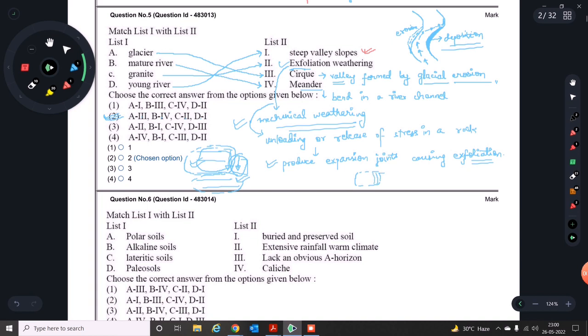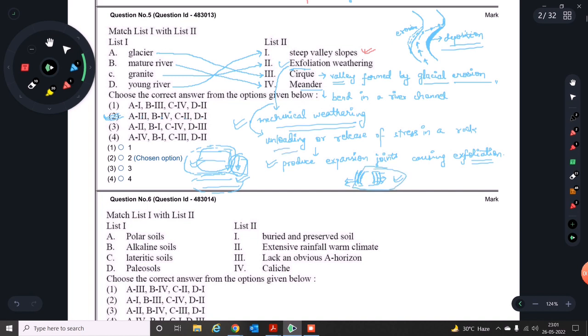What we do is peel off this side, we keep removing the part, we keep peeling off. So after one peel, the second peel is there, the third peel is there. Each of these are joints. These are expansion joints. So these are causing the exfoliation.